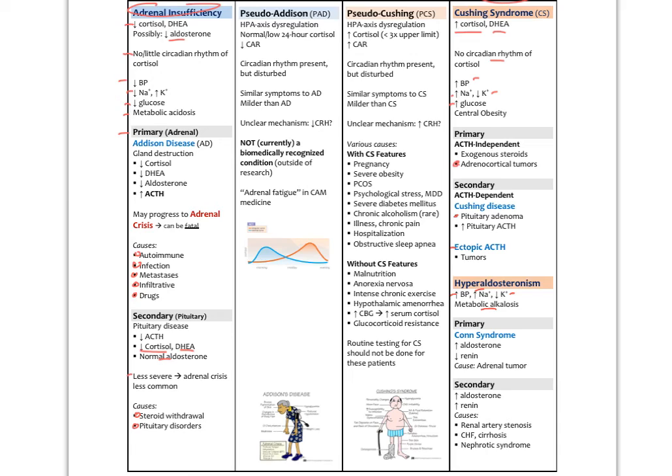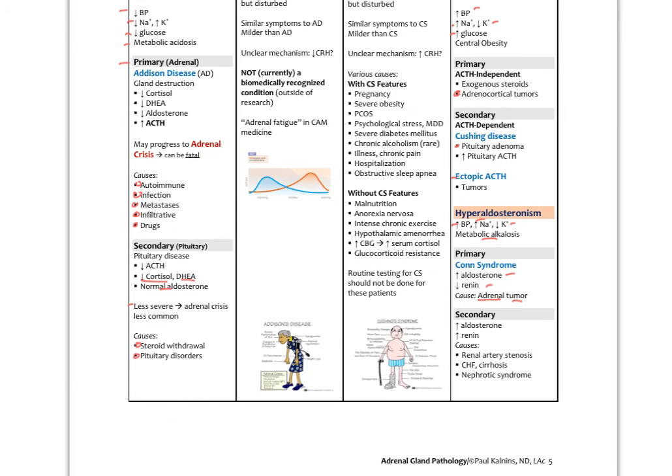And then Conn syndrome, again, we have high aldosterone, low renin, because your sodium levels are going up, the kidneys are realizing we don't need as much, so that's going to decrease the renin secretion. And the most common reason for this is an adrenal tumor, adrenal adenoma in the zona glomerulosa, which is hypersecreting. And then secondary hyperaldosteronism could occur as well. That's going to have high aldosterone with high renin.